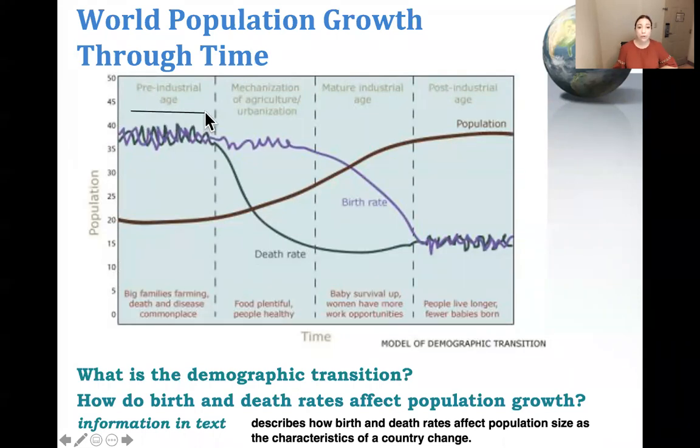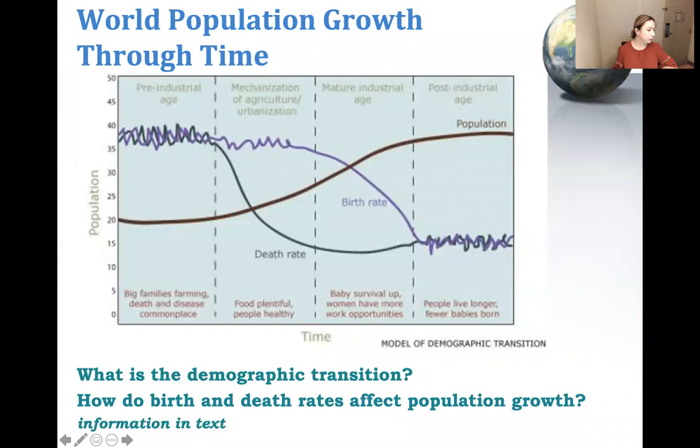So the first stage is the pre-industrial stage. Now, what we're looking at here, so this arrow is death rate, this arrow points to birth rate, and this arrow points to population growth rate. Now, remember, when you are looking at a rate, you look at the slope of the line. So we're at pre-industrial age. I'm going to clear this off here. Okay, so this is where I'm looking at.